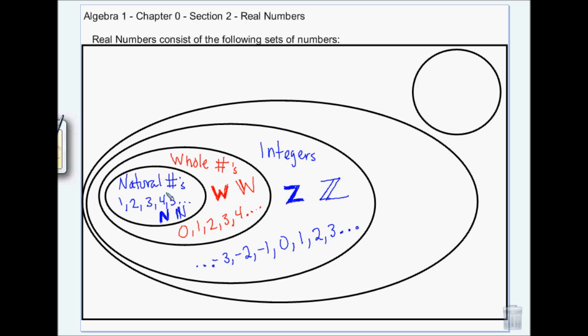So if you look, natural numbers go 1, 2, 3, 4, 5. Whole numbers add 0, so the natural numbers fit inside the whole numbers. And then the integers add the negatives, so both of those fit inside the integers. And then all of those fit inside rational numbers, which is a Q, either with a line in it or bolded.